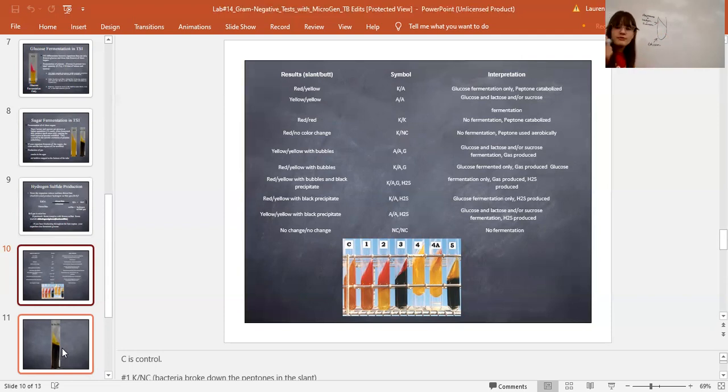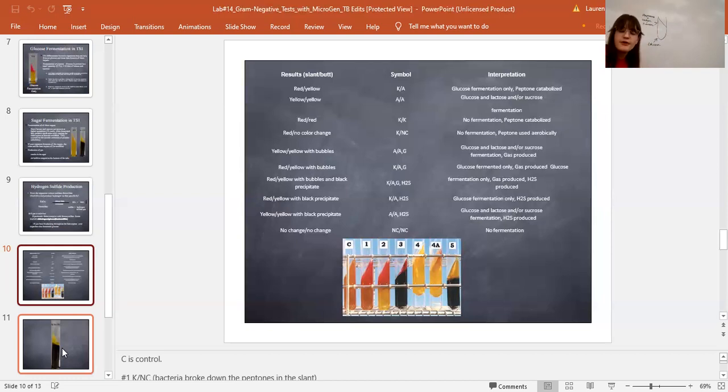If you follow that lineage of thought and look at the chart, you will find that it lines up exactly. I said if the slant was red, it was using peptones, and if the butt was yellow, it was using glucose. So at the top, we have the red slant and the yellow butt. That symbol is K/A, because K stands for alkaline and A is for acidity. We see that, oh look, glucose fermentation only, peptones catabolized, right?